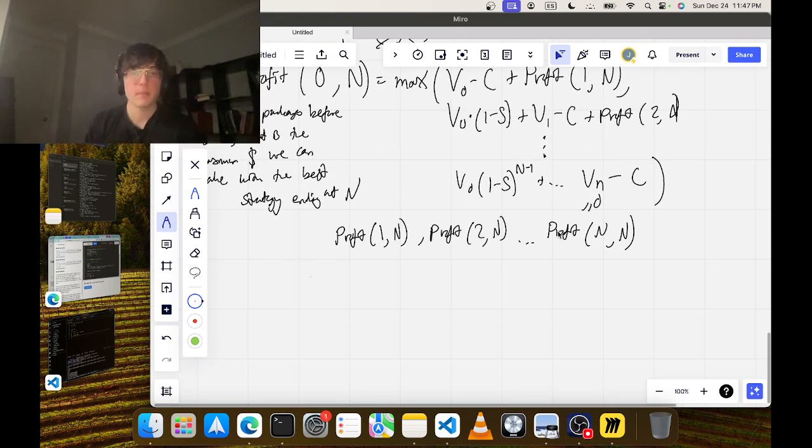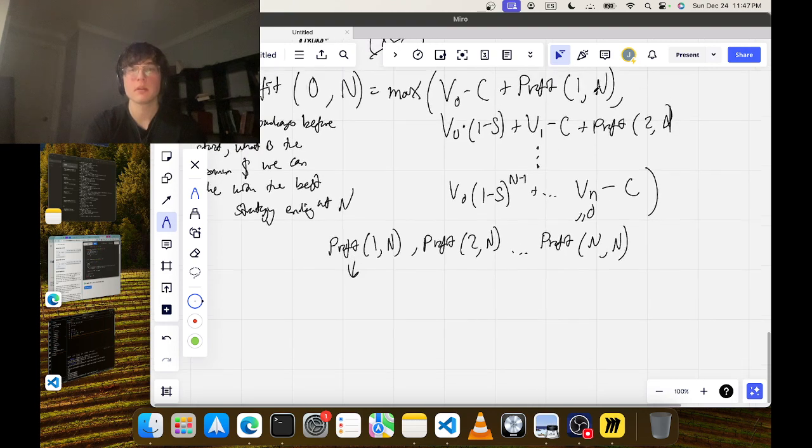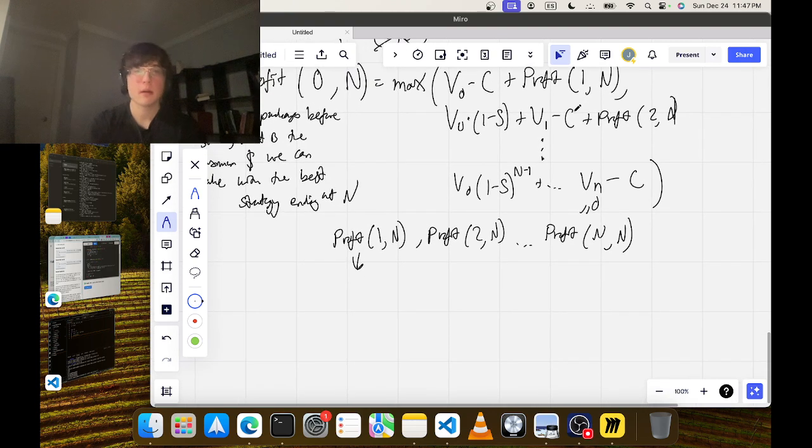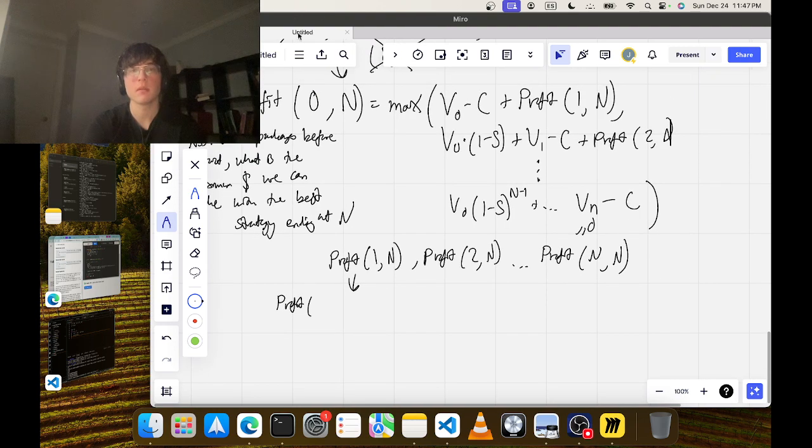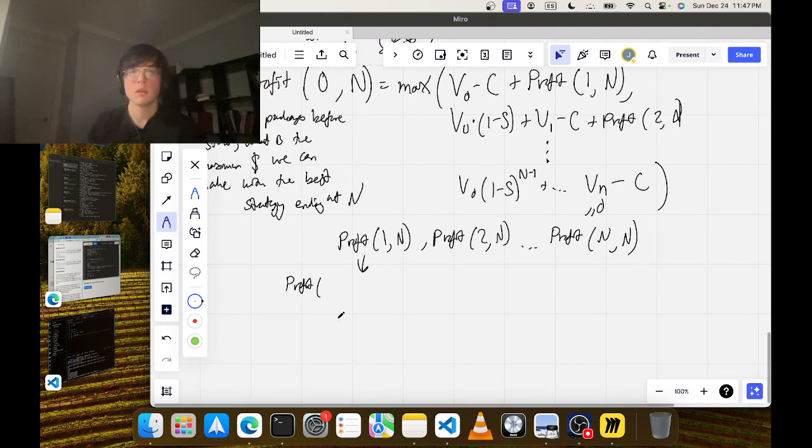So what is profit 1 to n? Which profits do we need to calculate profit 1 to n? Well, pretty easy. If we apply the same formula to profit 1 to n, which ones do we actually need? Profit 2 to n, dot, dot, dot, profit n to n. Make sense?